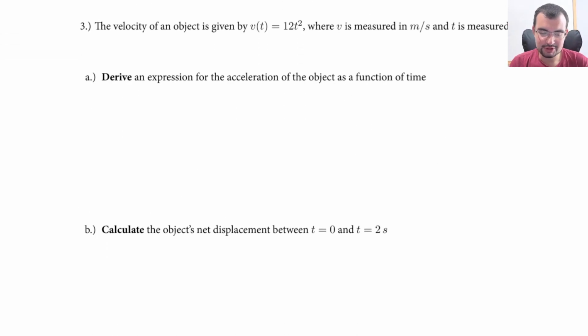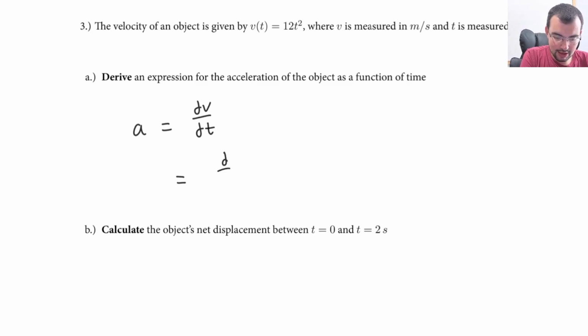All right, the velocity of an object is given by v of t equals 12t squared, where we have meters per second and seconds are usual units here. All right, first we want acceleration. Well, this is just going forwards, right? Acceleration is the rate. So acceleration is dv/dt. So I am taking the derivative of 12t squared with respect to t. Bring down the 2, makes it 12 times 2, which makes 24t after I subtract 1 from the exponent, and that's it.